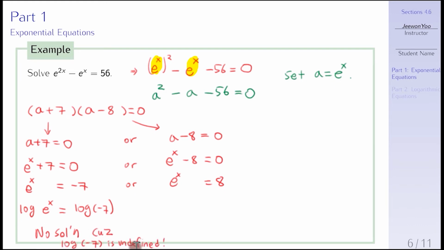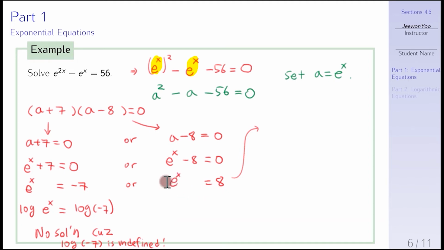Because log of negative 7 is undefined, the only equation we have to worry about is e to the x equals positive 8. We are going to put the log on both sides. However, let me tell you something.